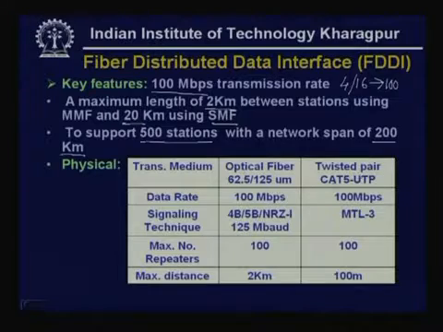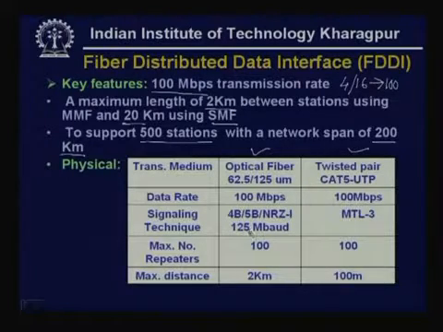And some of the features of the physical layer are mentioned here. As I mentioned, there are two possible mediums which are supported. One is optical fiber. Here only the multimode fiber is shown, but it is also possible to support single mode fiber for longer distance. Then the data rate in all the cases is 100 megabits per second, and the signaling technique that is being used is different for the two cases.